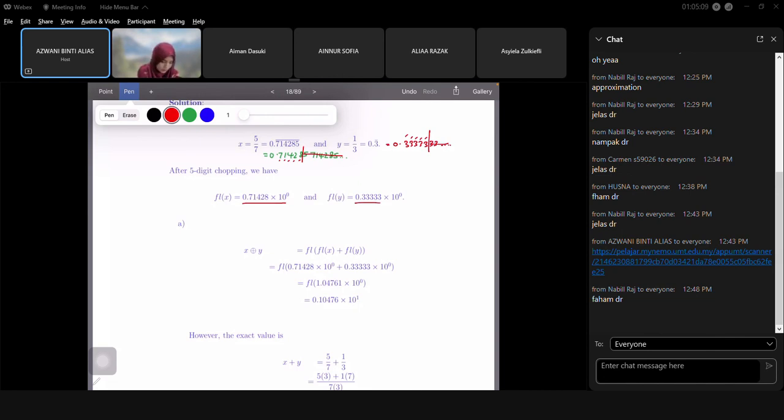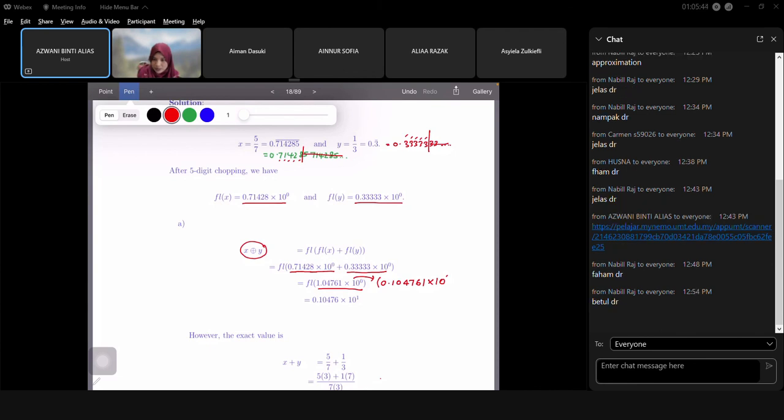Boleh? Okay. So the first additional adalah dia tambahlah floating. 0.71428 ni tambah dengan yang ni. Dia akan dapat macam ni. Okay, dapat macam ni. So this is not normalized form lah. This is not normalized form. Normalized form untuk yang ni adalah 0.10476 darab 10. Betul tak? Normalized form untuk after the operation. Betul. Okay, good.